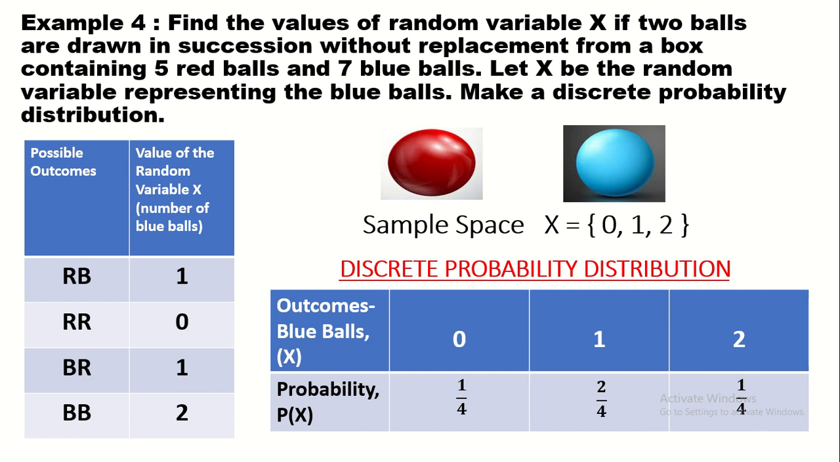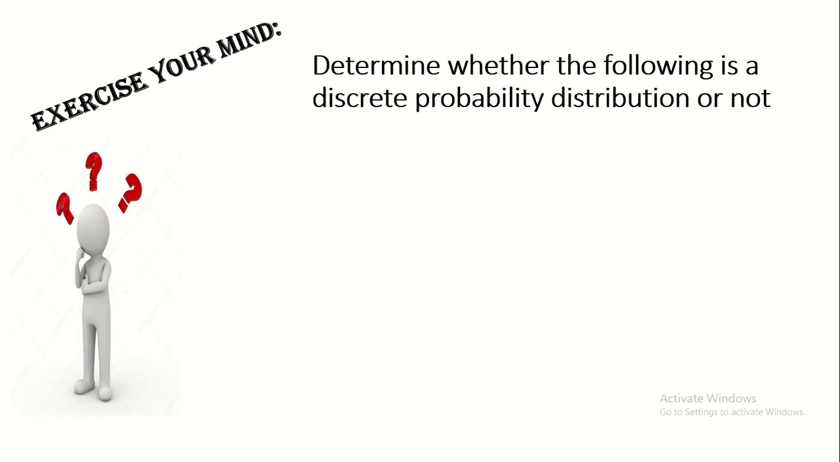Now, let us exercise our mind. Determine whether the following is a discrete probability distribution or not. Siyempre, meron tayong dalawang properties pa rin na sinusunod. Dapat ang P of x daw is equal to 1. Tapos yung P of x daw ay hindi dapat negative. Hindi siya dapat bababa kay 0 at hindi naman siya tataas kay 1. So, in between siya ng 0 at 1 lang.